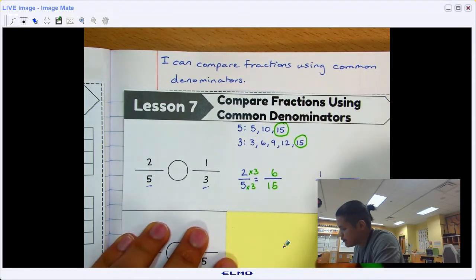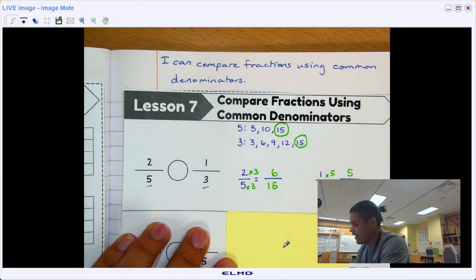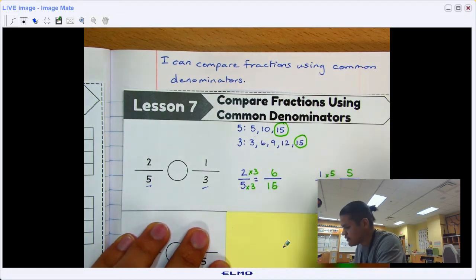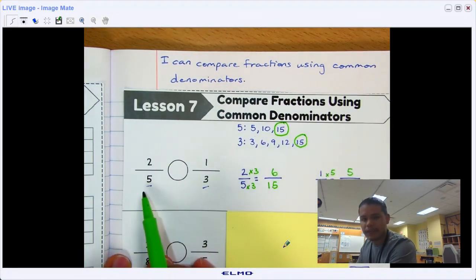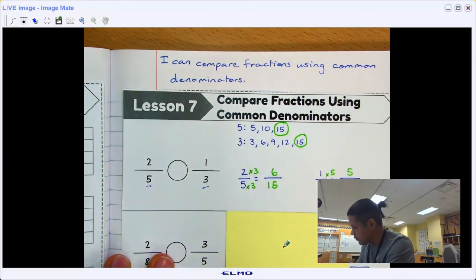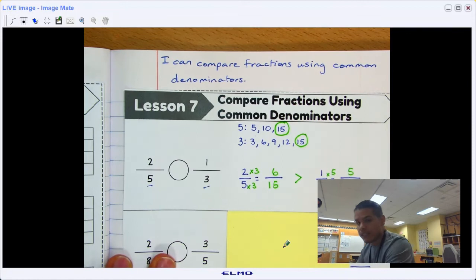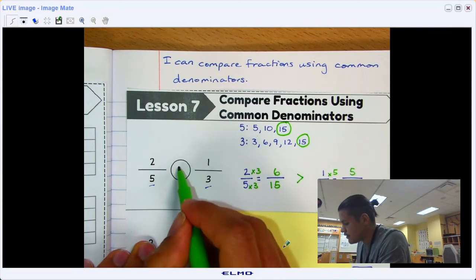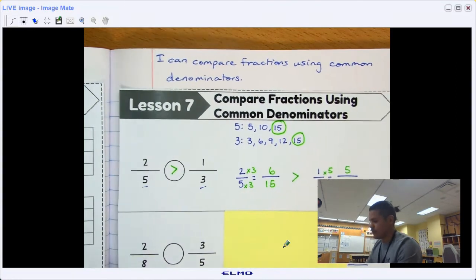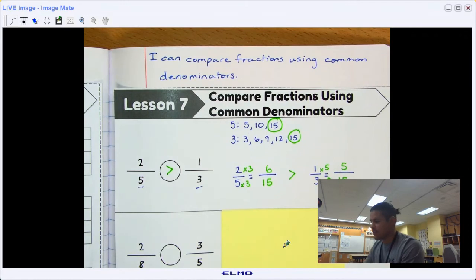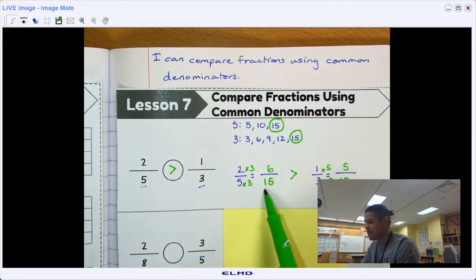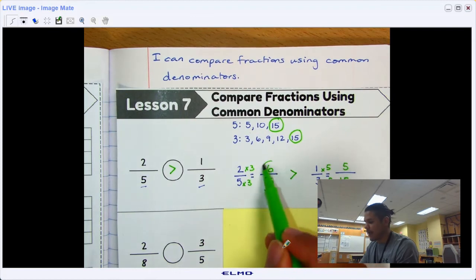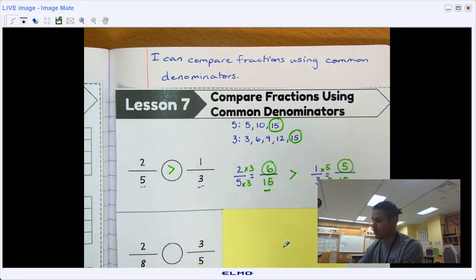Now, 3 times 1, 2, 3, 4, 5 gives me 15. So 1 times 5 becomes 5/15. Now I can compare 6/15 and 5/15 much more easily than I could compare 2/5 and 1/3. Well, 6 is greater than 5. I only need to look at the numerator if I have common denominators. So that must mean that 2/5 is greater than 1/3. Okay, remember, we're comparing fractions, making it really simple. If we have the same denominator, then all we have to do is look and compare the numerator, just like you would with a regular whole number.